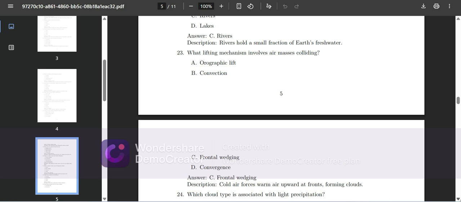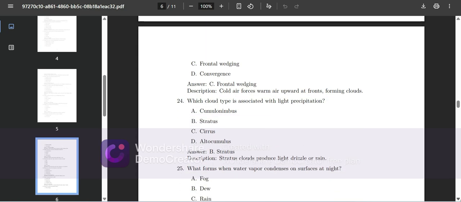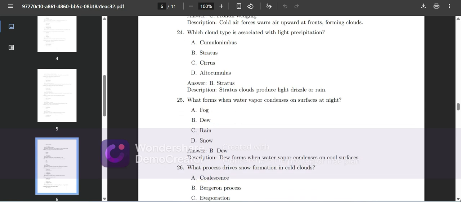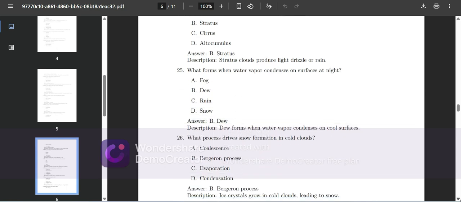What lifting mechanism involves air masses colliding? Frontal wedging. Cold air forces warm air upward at fronts, forming clouds. Which cloud type is associated with light precipitation? Stratus. Stratus clouds produce light drizzle or rain.